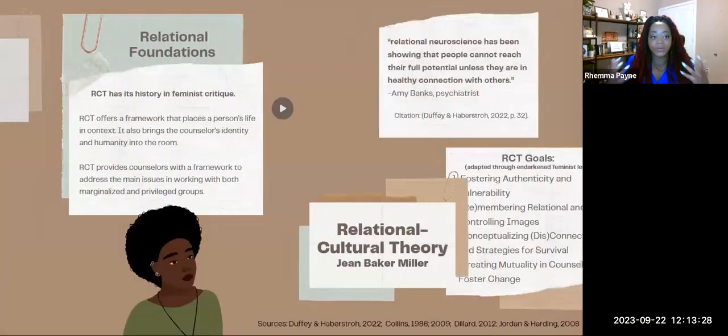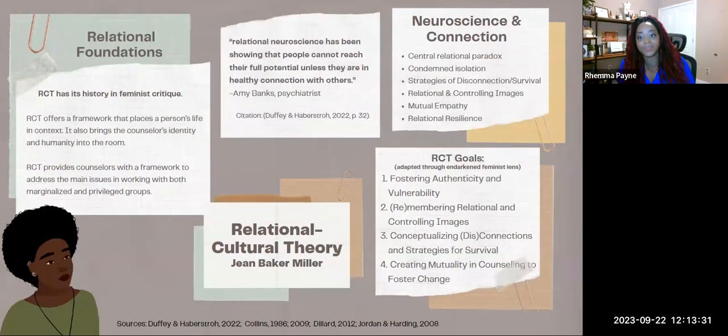All right. So let's go into just talking about relational cultural theory, just foundationally. I feel like I've been introduced to this throughout my training experience without really knowing, just in my work and interactions with supervisors I've had over the years. So, looking a little deeper into why I connect with this theory, it's rooted in feminist critique.